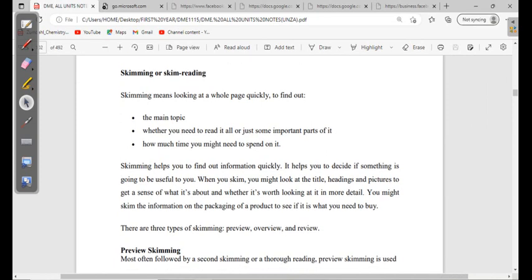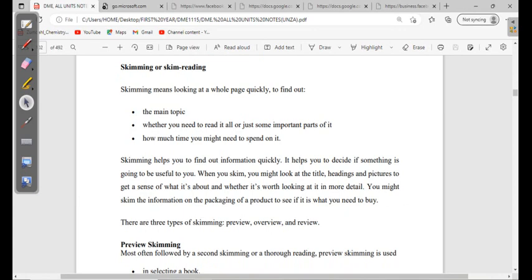Starting with skimming, or skim reading. What is skimming or skim reading? Skimming means looking at a whole page quickly to find out basically the main topic, whether you need to read it all or just important parts of it, and how much time you might need to spend on it. For example, you get a book that you've never read before. If you just want to understand basically what the main topic of this book is, and maybe it might interest you, you do a skim reading.